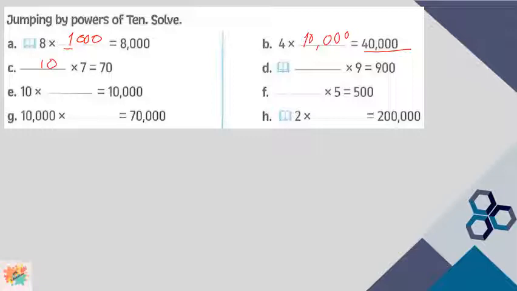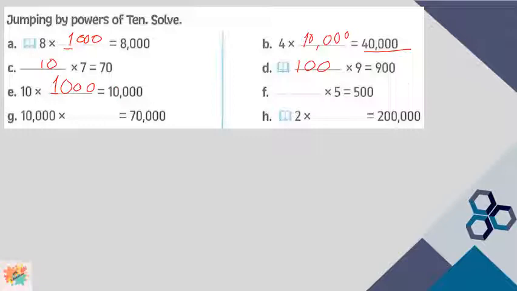9 by what equals 900? So it will be 100. 10 by what equals 10,000? Be careful, the 10 here has a 0 and here there is a 0 like it. Okay. So the remainder is 3 zeros. And I ask you again, 10 by what equals 10,000? It's 10 by 1,000. Okay, the next.